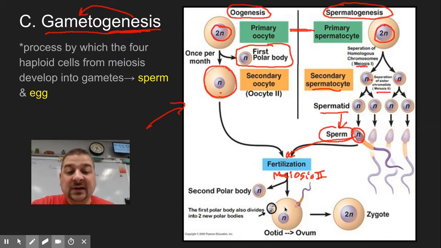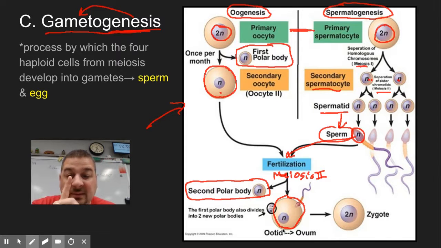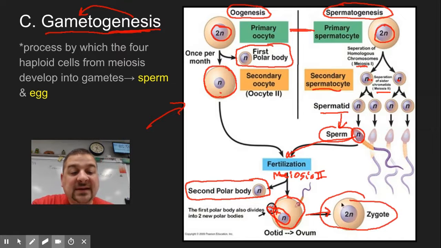Once fertilization occurs, the egg goes through meiosis 2. Notice it makes just a little tiny polar body again. It keeps all the cytoplasm in that final one haploid ootid, okay, or ovum, and then the two nuclei from the sperm and from the egg, so N plus N, will combine to form a zygote. You were all a zygote. Remember I mentioned that in class. You were all one cell at one time, okay?